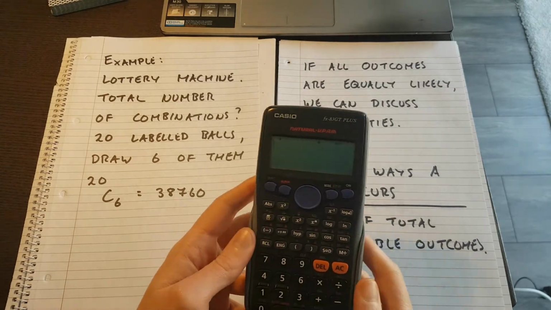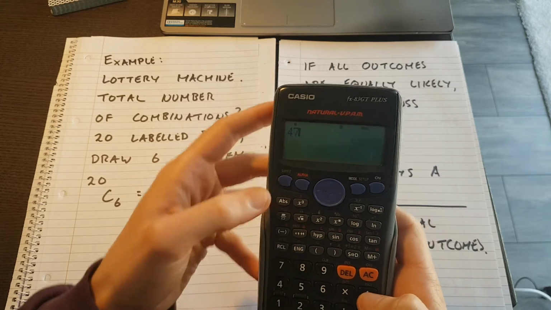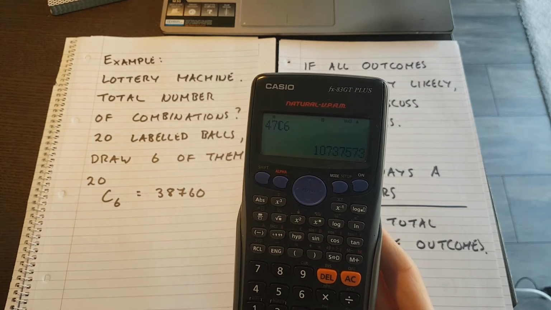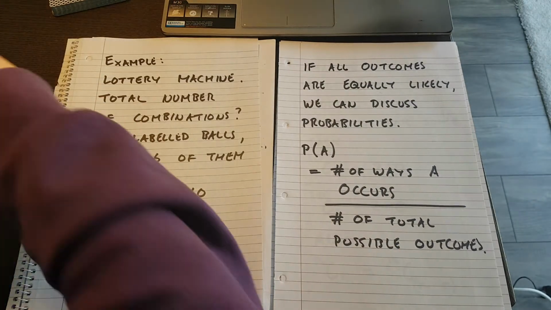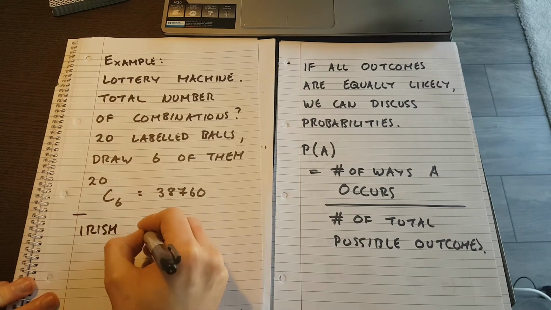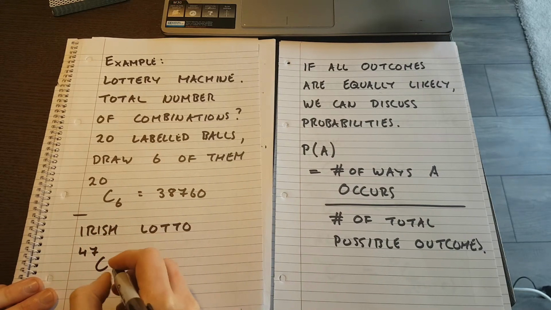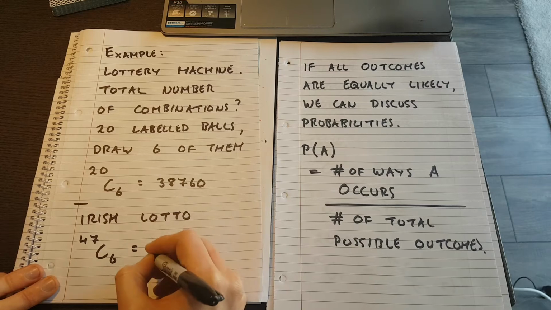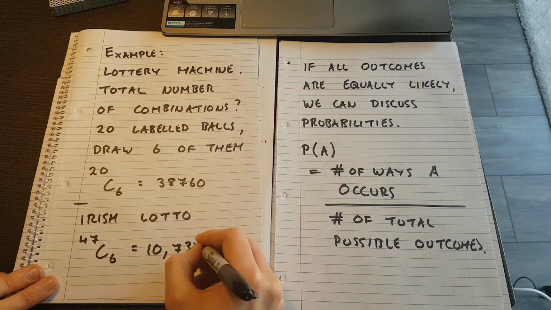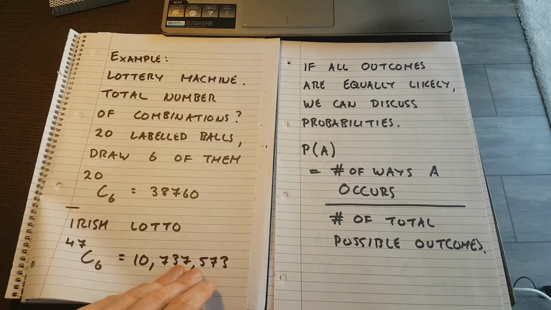47 balls. So 47 choose 6 is quite large. That's about 10.7 million. It's 47 choose 6, which is 10,737,573. That's the number of possibilities.